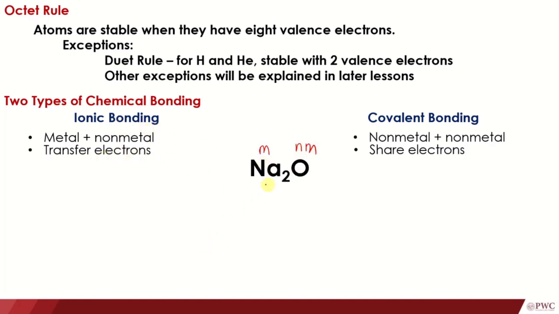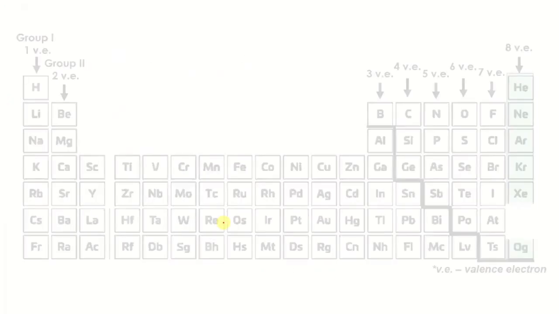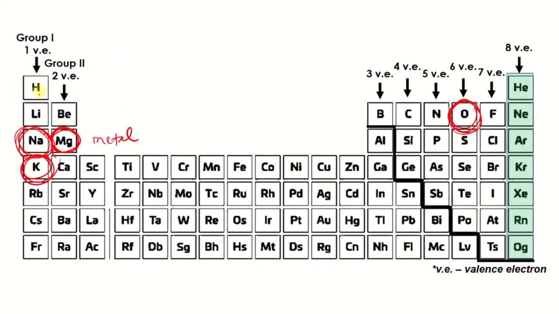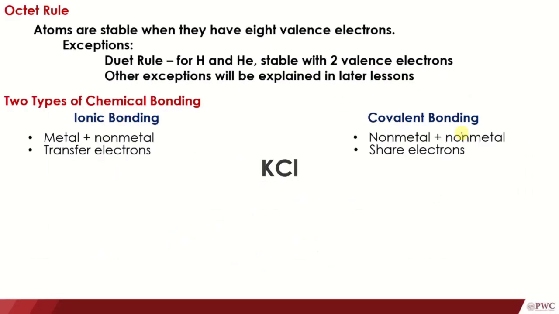So here we have 2 Na. Again, 2 Na. That's Na2. Then 1 oxygen. Then let's add the dots here. Sodium has 1 valence electron over here. Then oxygen has 6 valence electrons.